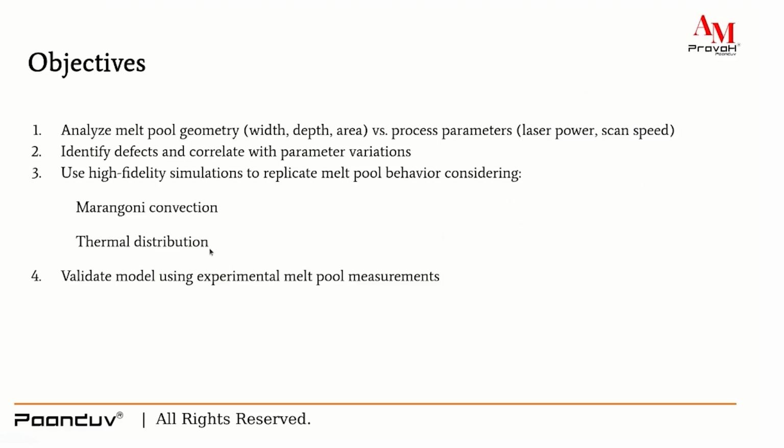Now, to tackle the problem statement, we can develop certain objectives. The first one is to analyze melt pool geometry, which means the width, depth, and area. By changing the process parameters like laser power and scan speed, we can identify the defects and correlate them with the process parameters.